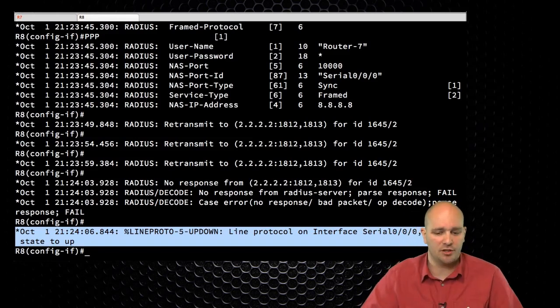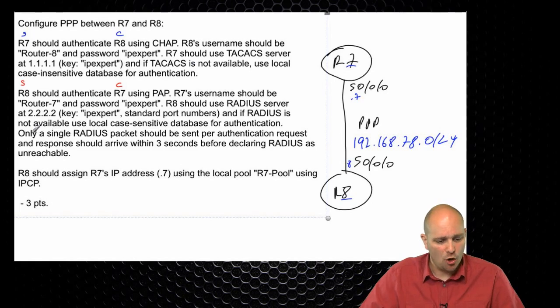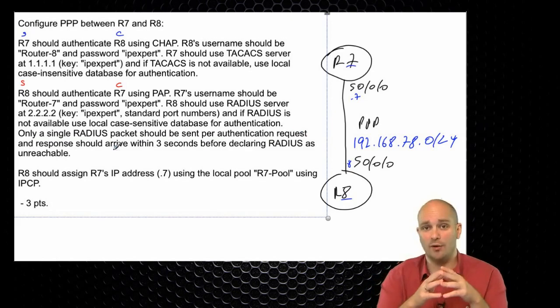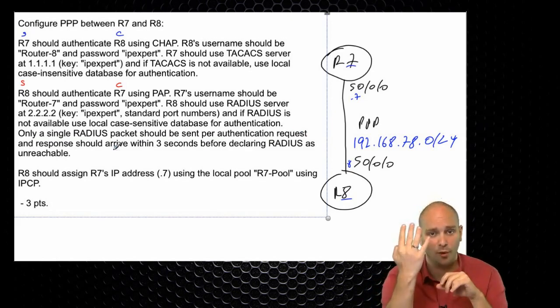So let's take a look at our task here. It says only a single RADIUS packet should be sent per authentication request and response should arrive within 3 seconds before declaring RADIUS as unreachable. So right now, instead of sending a single packet, we are sending 4.